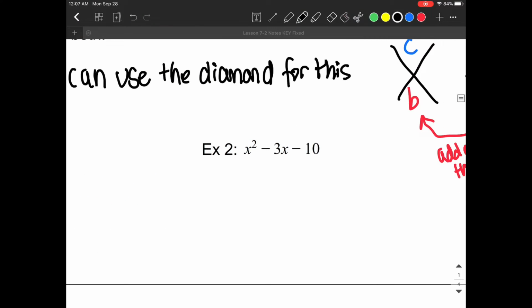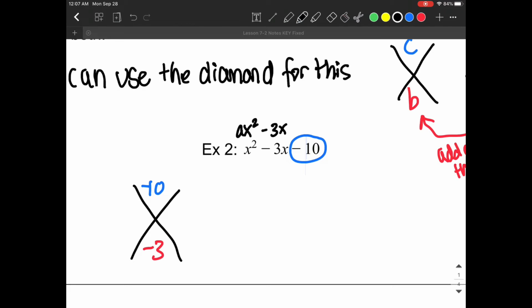For example 2, I have x squared minus 3x minus 10. I'm going to use my diamond. I need two numbers that multiply to negative 10 and add up to negative 3, which is b. Negative 10 is c, negative 3 is b, just in case you need to see it in the form ax squared plus bx plus c. C is negative 10, b is negative 3, and a is 1.